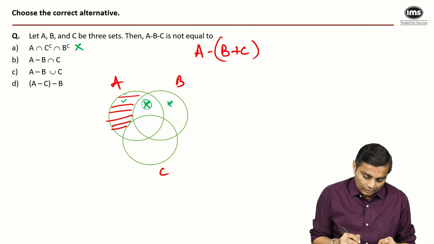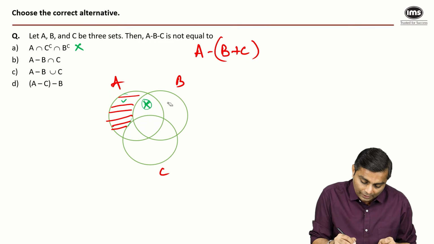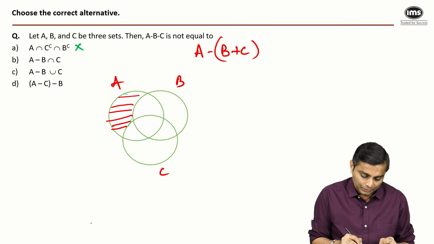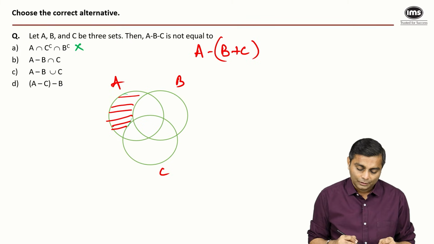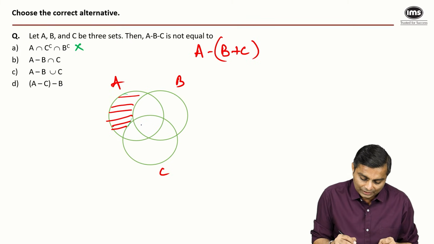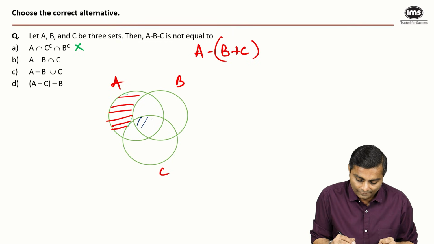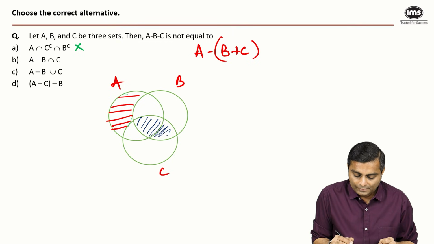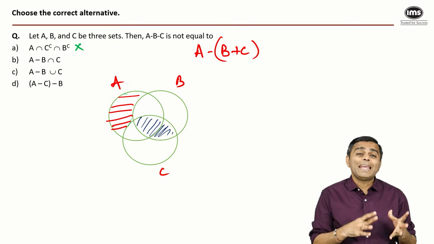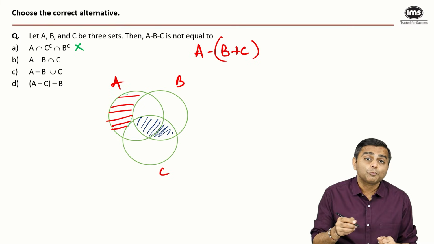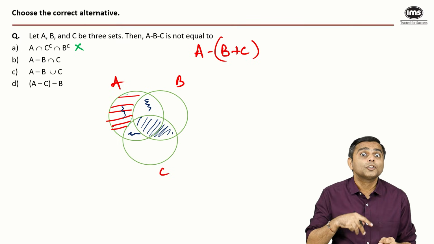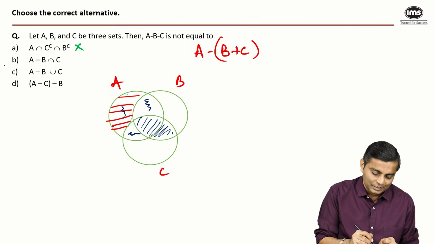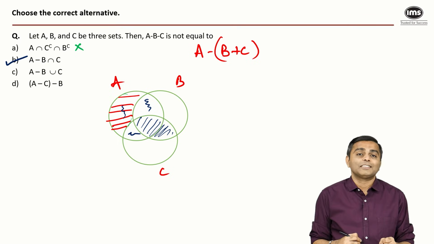Moving on. Let me just quickly get rid of this. Next option now. A minus B intersection C. What is B intersection C? B intersection C is this part. Correct? This is B intersection C. A minus B intersection C, which means what is left? This is left, and this is left. So it is not equal to A minus B minus C. So we are going to say option B as our answer.